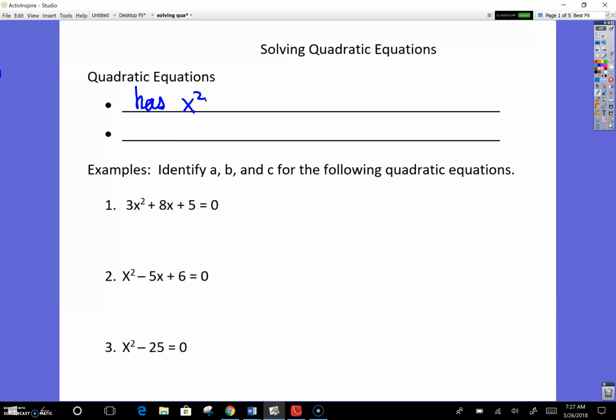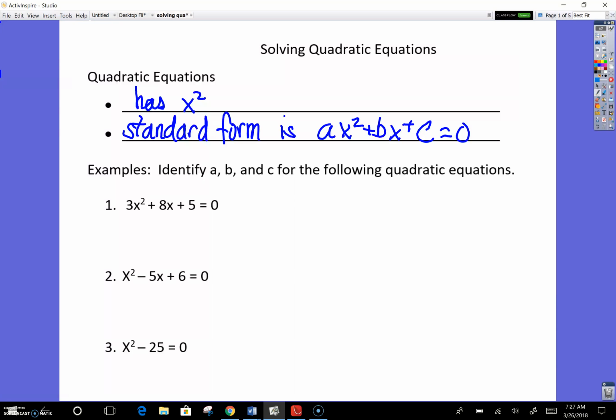The first thing you need to know about quadratic equations is that it has a standard form. The standard form is ax squared plus bx plus c equal to 0. It has to equal 0, okay?